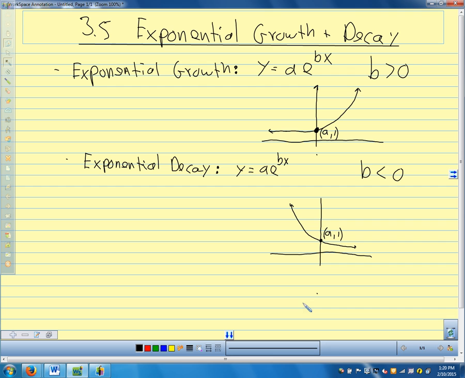So I just want to go through a couple of examples of working with the growth and decay models, a couple of different kinds of problems that you might see. All right, so we're good with this part so far. All right, so let's talk first about a population model. Population is exponential growth.